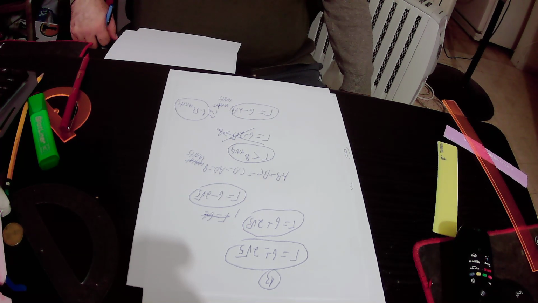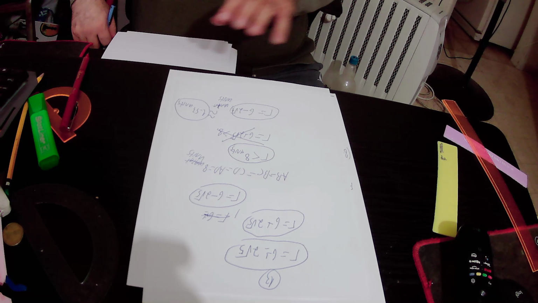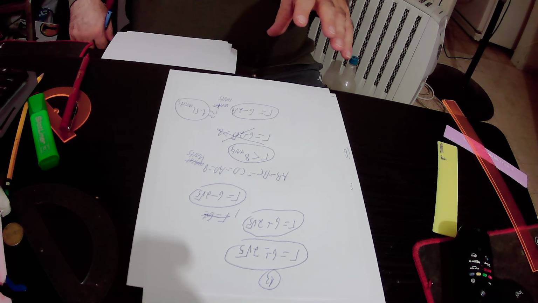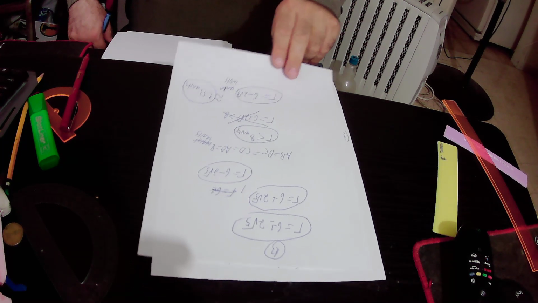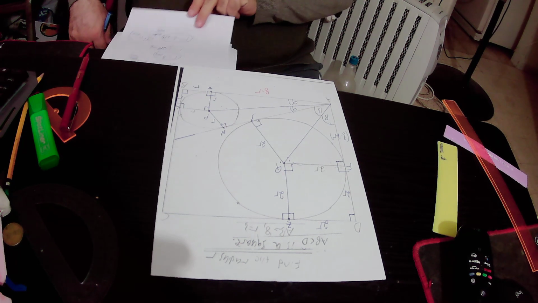3.06 units. Okay, so the answer to the question is that the radius of the small circle equals 6 minus 2 times root 5 units. That is about 1.53 units. Okay, so now I will summarize the lecture.